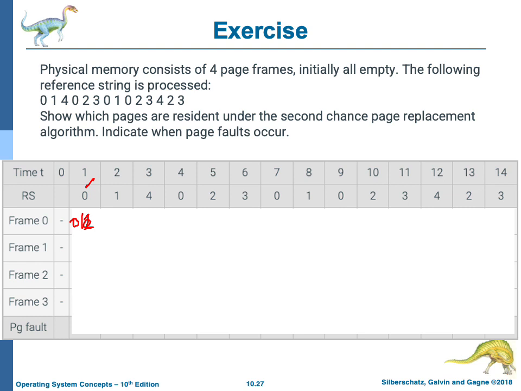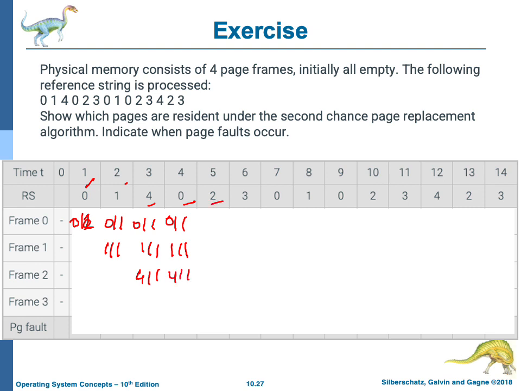Next is a reference to page 1. So 0, 1, and then 1, 1. Next is a reference to page 4. And so 0, 1, 1, 1, then 4, 1. Reference to page 0 is already in memory and the reference bit is already 1, so nothing changes. 0, 1, 1, 1, and 4, 1.